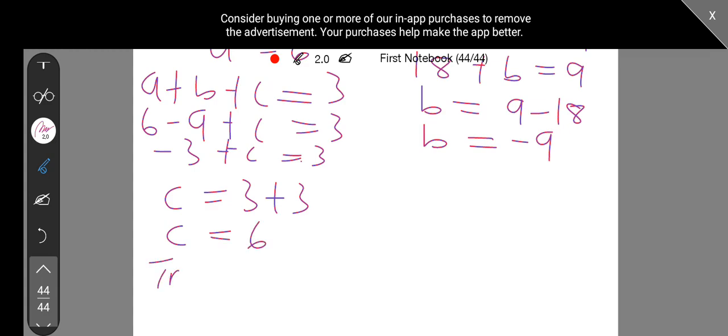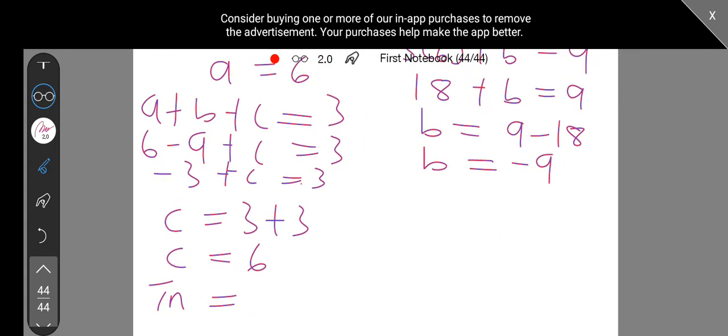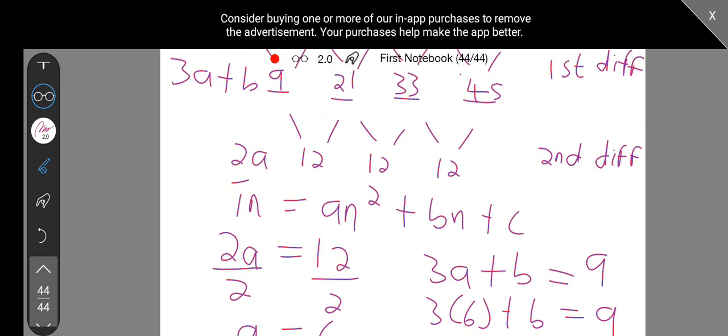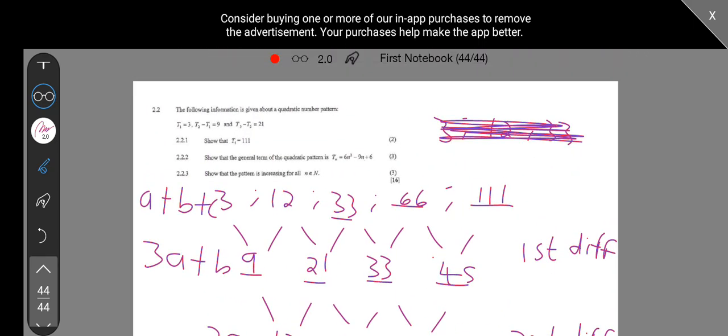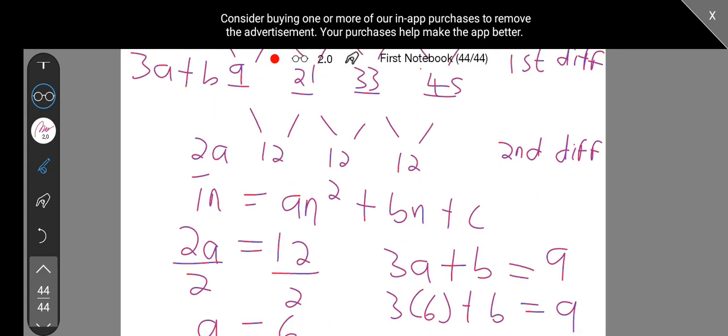We can say that tn is equal to a. What was a? A was 6. So we can say that it's 6n squared minus 9n, that is b, plus 6. Let's see if it's the one which they are talking about. It's 6n squared minus 9n plus 6, and that is correct.